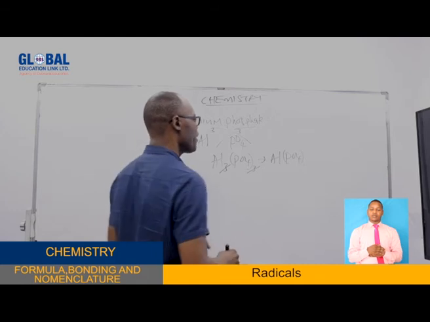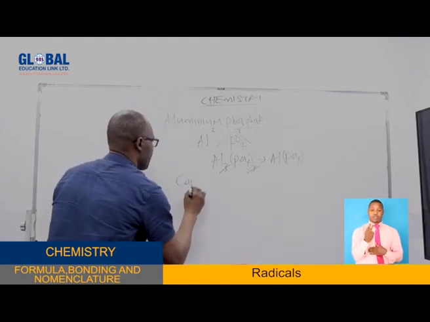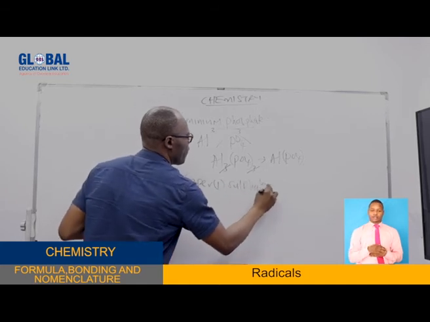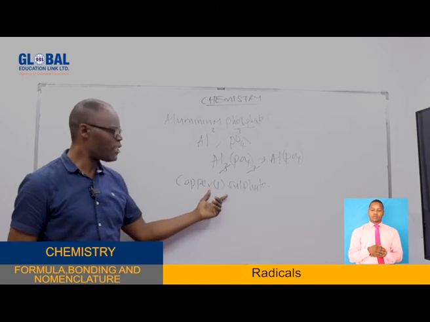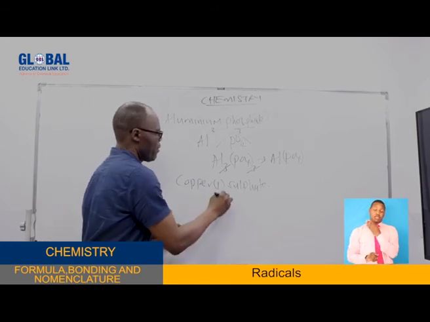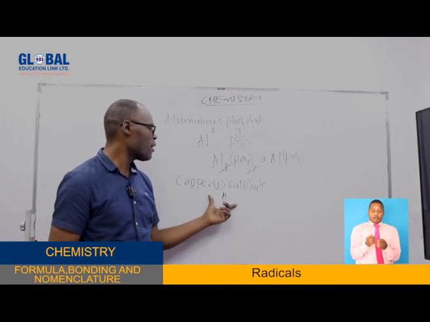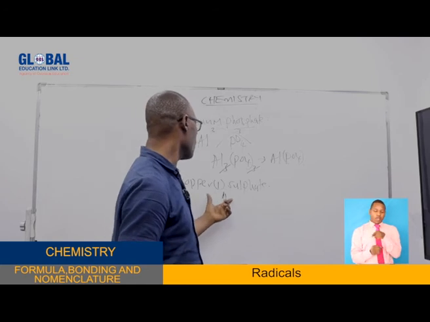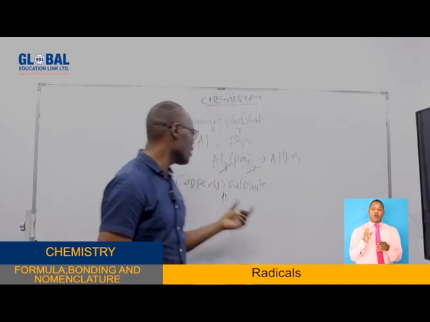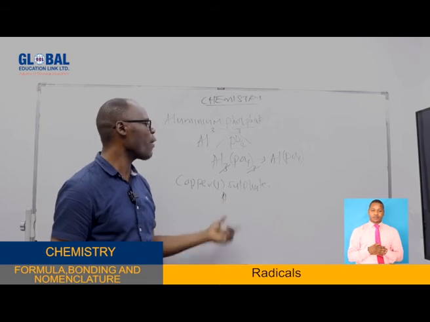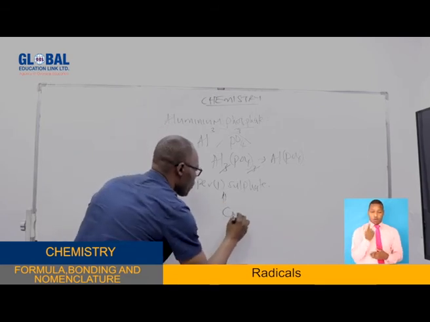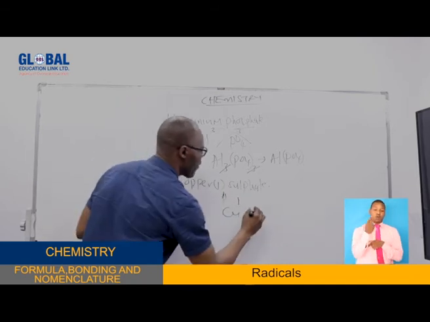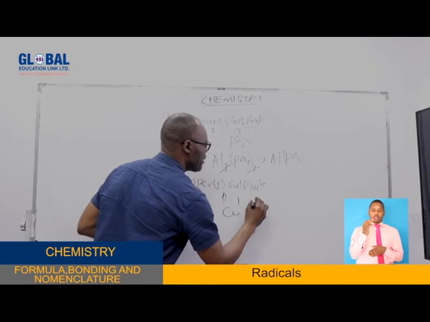The second one is copper 1 sulfate. Students, in this question, we have a bracket here in the middle. This bracket shows that the oxidation state of copper is 1. Remember, we said copper has variable oxidation states, either copper 1 or copper 2. In our question today, we have copper 1. So we have our copper, which has a valency of 1 for this bracket.